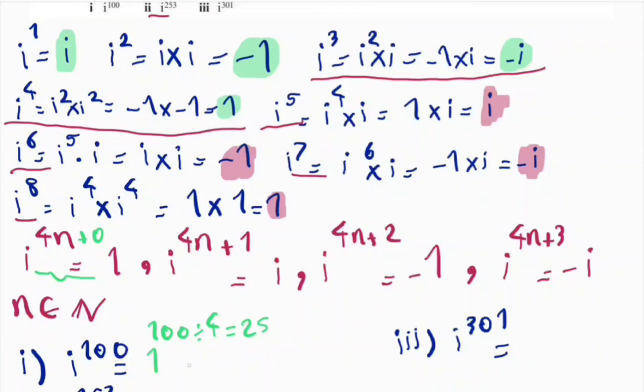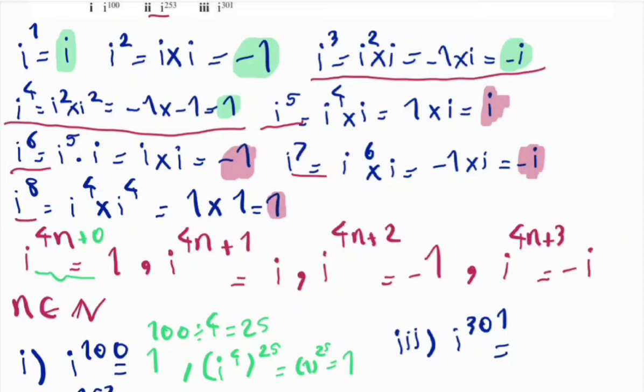Or we could have done another method, which doesn't work all the time, because sometimes it just is not that helpful. For example, we could have written this as i to the power of 4, then to the power of 25. And we know that i to the power of 4 is just 1, then 1 to the power of 25 is 1. That was another method. But as I said, it's not the best method. For some nice numbers, it works very well. You don't need to divide the numbers. But yeah, it's not the best way.